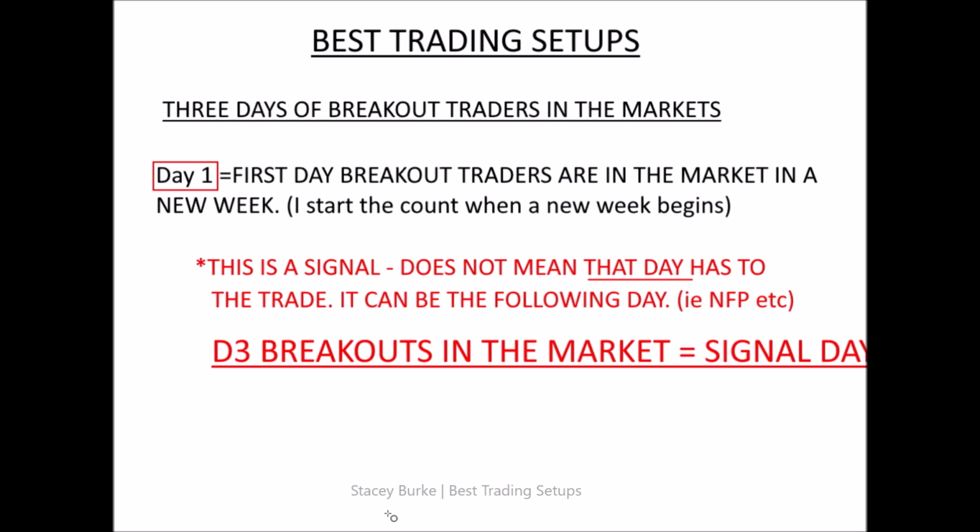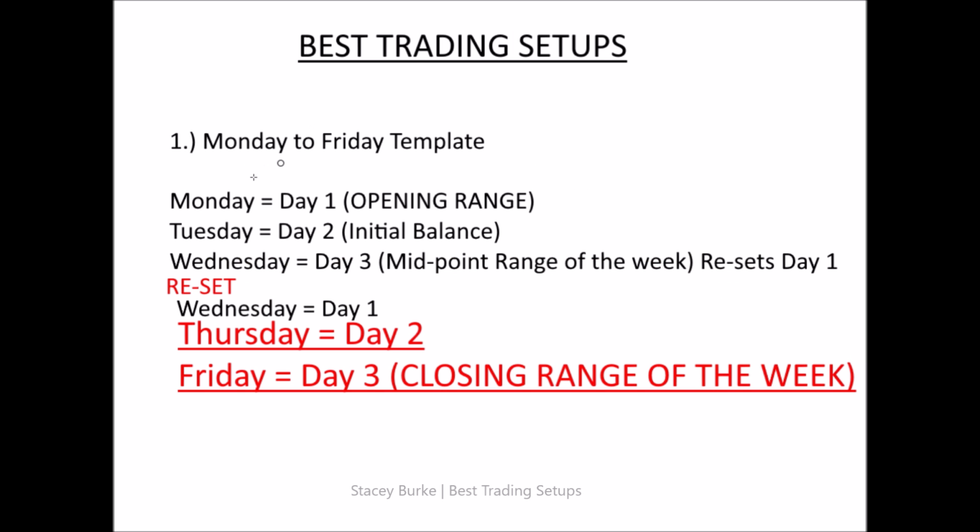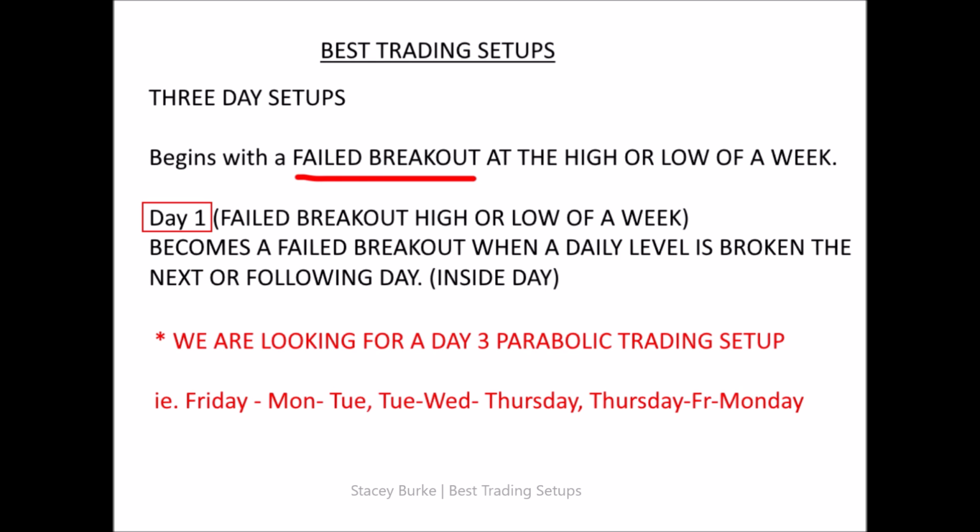Go back, rewind this, look at that again. We have Monday to Friday templates. Day 1, day 2, day 3. Wednesday is a reset going into the closing range of the week. Day 1, day 2, day 3. Friday becomes our new day 3, the closing range of the week. Again, 3-day setup. Start with a failed breakout at a high or low of a week. Day 1, day 2, day 3.